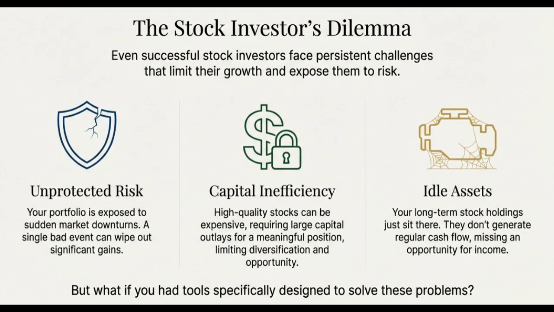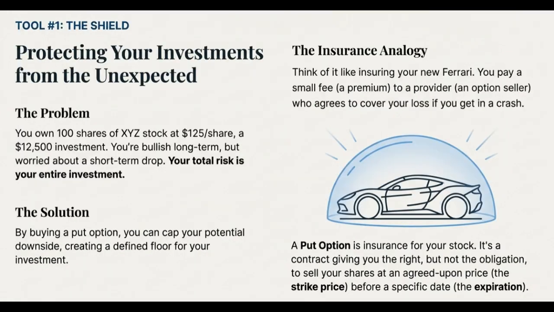The question is, how do you solve these problems? The answer lies in the option toolkit, which provides the shield for risk, the lever for capital, and the engine for income. If you own stock, your total risk is the entire investment. That's where tool number one, the shield, comes in. It's how you protect your assets from the unexpected. The best way to think about it is as insurance for your stock.